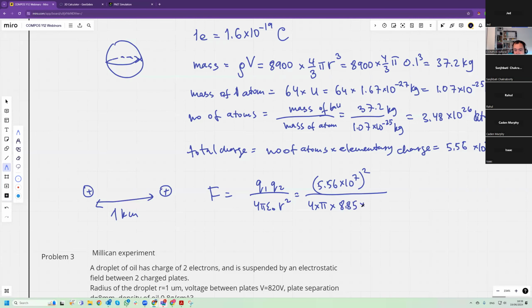8.85, I should have trusted myself, times 10 to the minus 12, multiplied by r squared, which is 1,000 meters squared. Okay, and if you do that, 5.56 times 10 to the 7 squared divided by 4 pi multiplied by answer multiplied by 1,000 squared. And that gives us, wow, that's ridiculous, 2.7 times 10 to the 19 newtons.